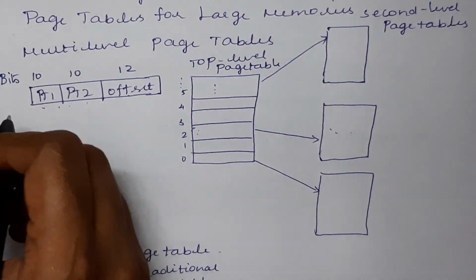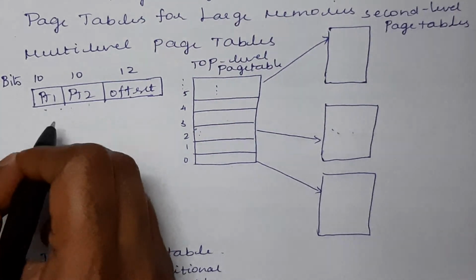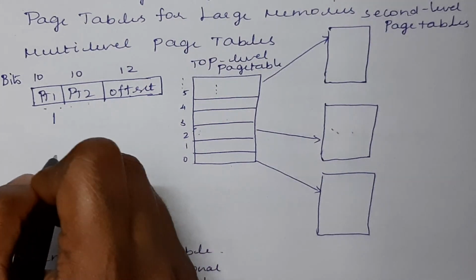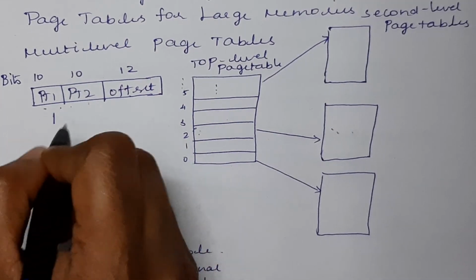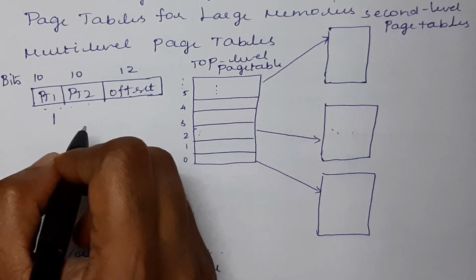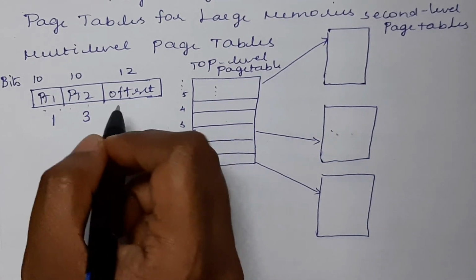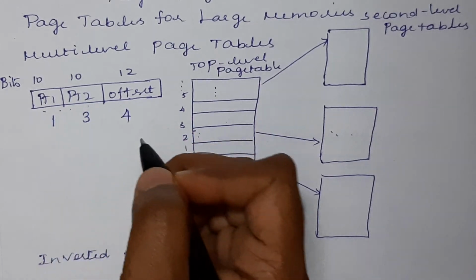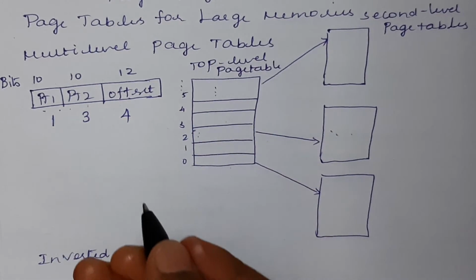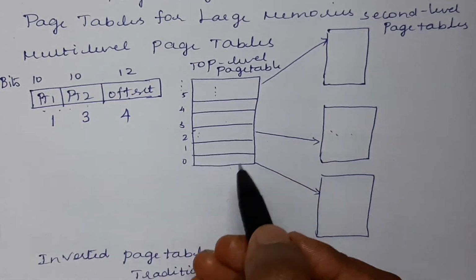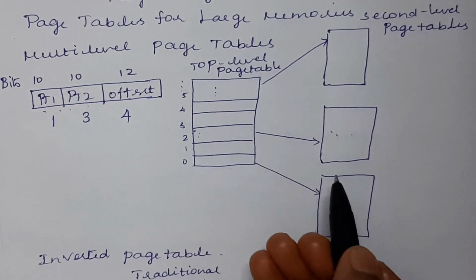For example, say the page table 1 index value is 1. Everything should be represented in binary format, but for ease of understanding I am giving it as a decimal value. Page table 2 holds the index value 3, and the offset value is 4. So how will it perform this mapping with these two level page tables?